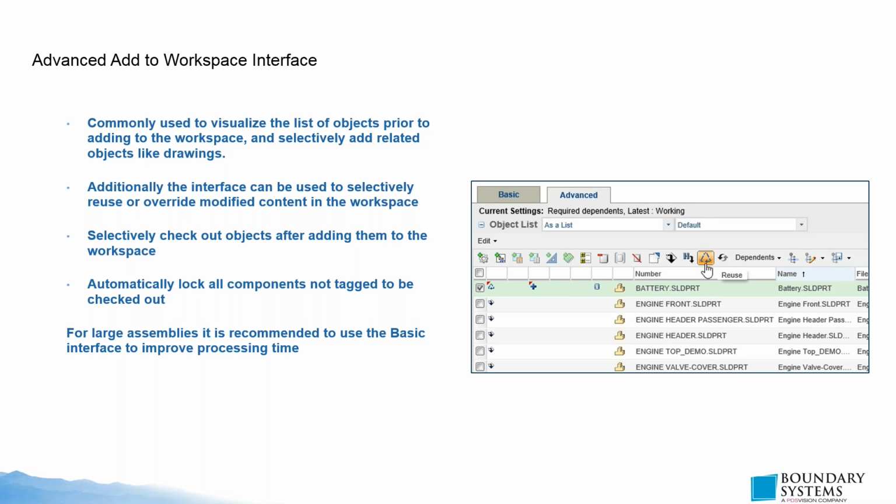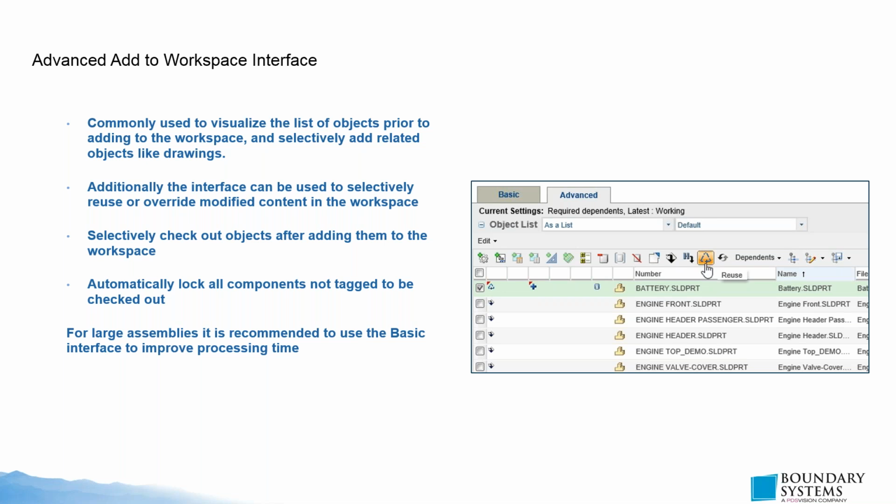Additionally, let's say you started with an assembly, and the assembly collected all the references, the reference parts. And now you want to selectively add drawings for those parts. You could do that in here versus add all drawings for all the parts. You could selectively check objects out. So you could say, I want this checked out instead of saying all of them checked out, or the initial ones I started with checked out. So here you could actually pinpoint which one you want. You could automatically lock all components not tagged to be checked out.